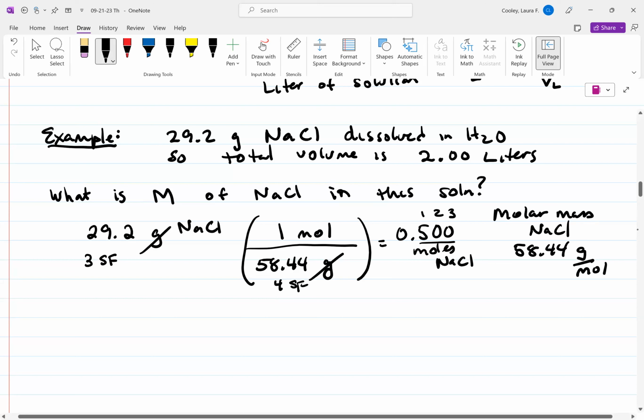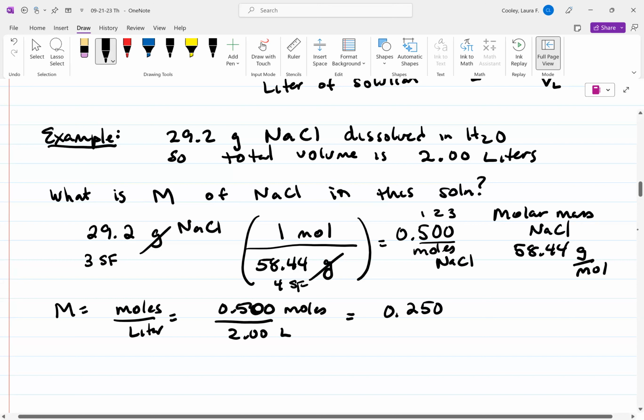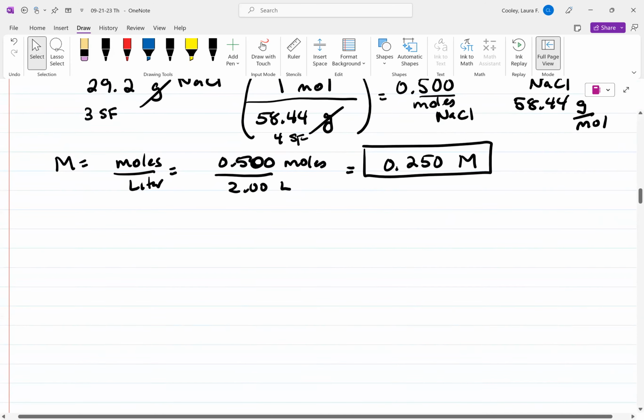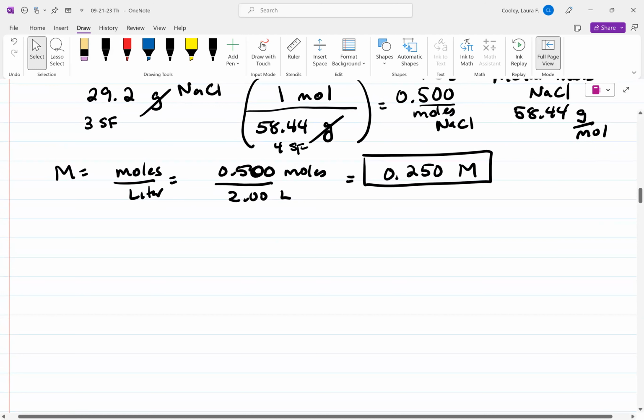All right, now that's not it. That's just the moles of NaCl. Now the molarity is the moles per liter. So it's just 0.5 divided by 2 liters. And so you could see that's 0.250 molar. So we say that's a 0.250 molar solution. Now, how would you make this solution is another question.